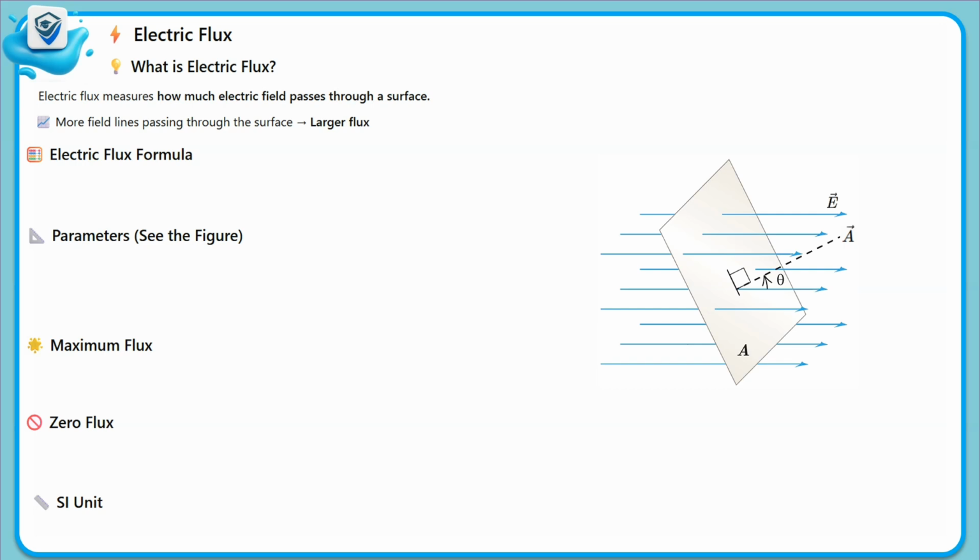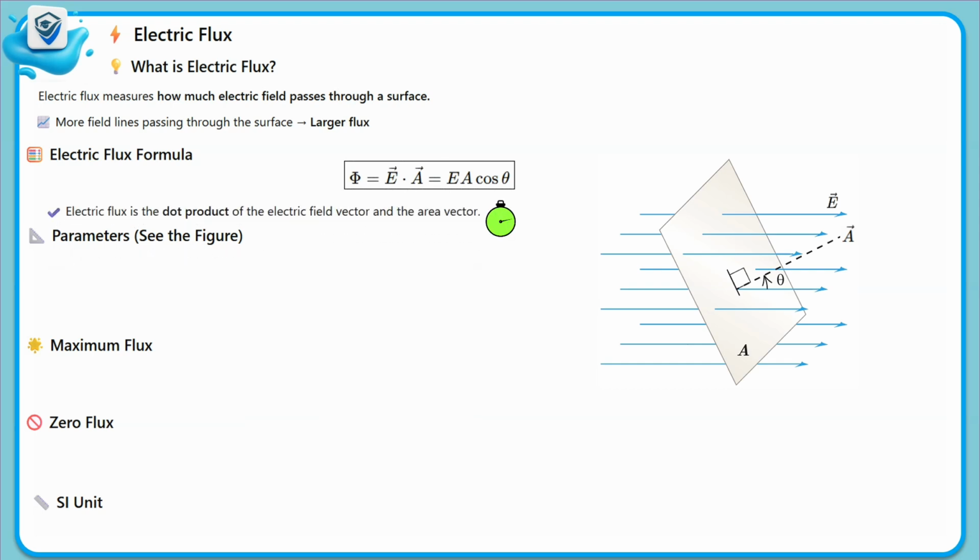Now let's look at the main equation. Electric flux equals the dot product of the electric field vector and the area vector. In equation form, we write phi equals E dot A, which is equal to EA cosine theta.